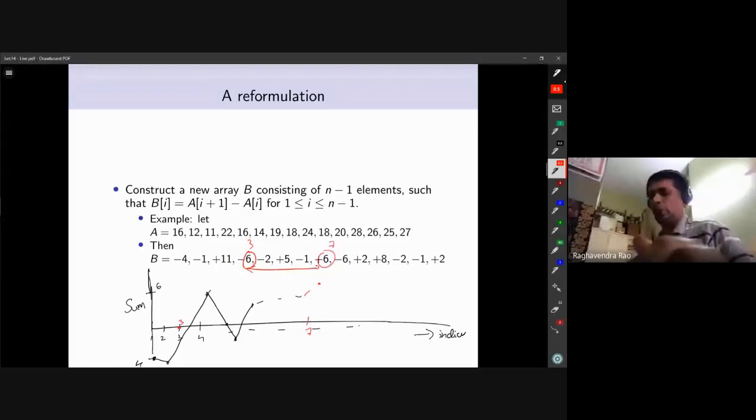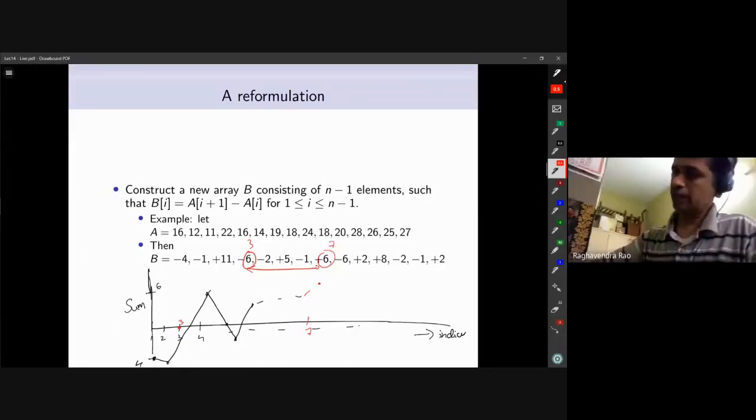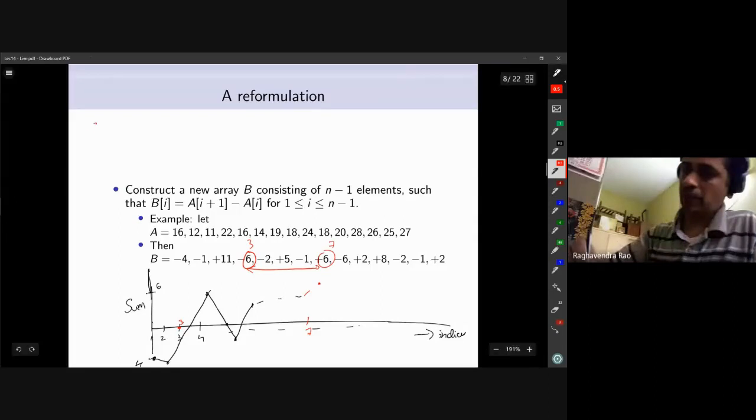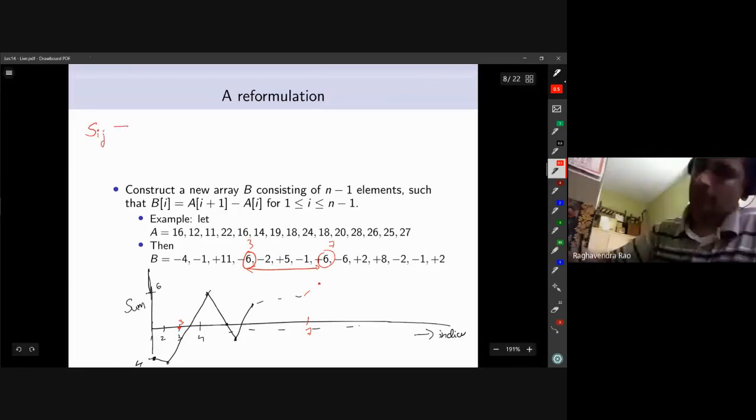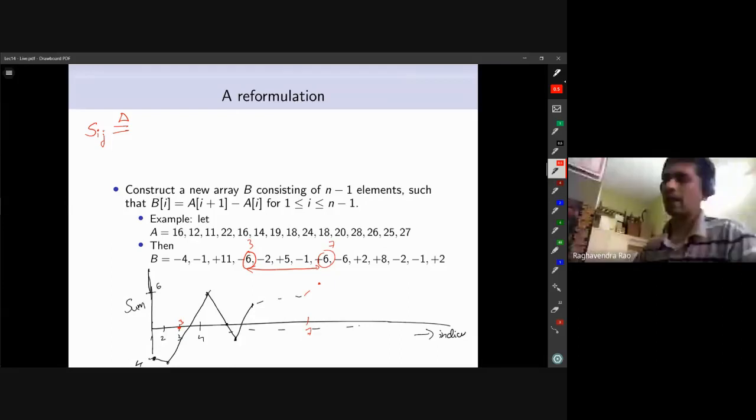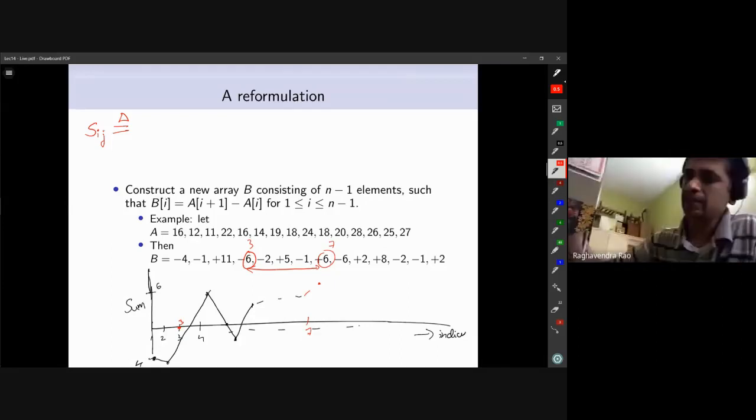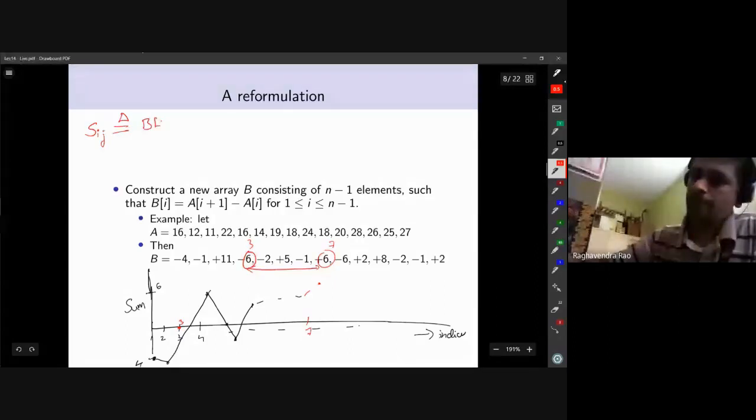Let's just have a look at it. Okay, so let's say I'm going to define a new quantity. So Sij is defined as, okay, whenever I write equality with a triangle, that means I'm going to define. So this is defined as bi plus bi plus 1 plus etc plus bj.